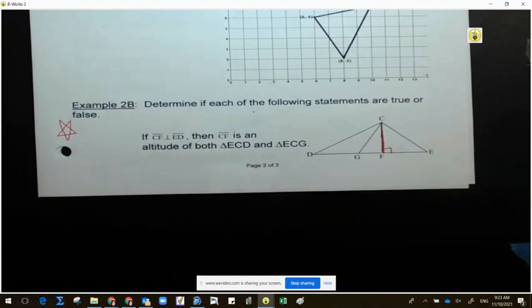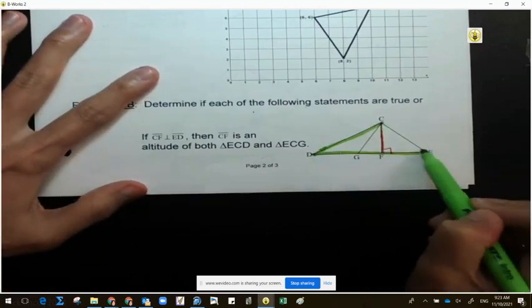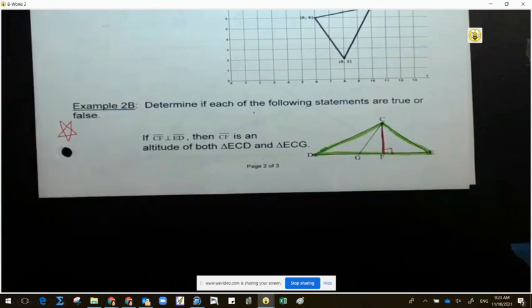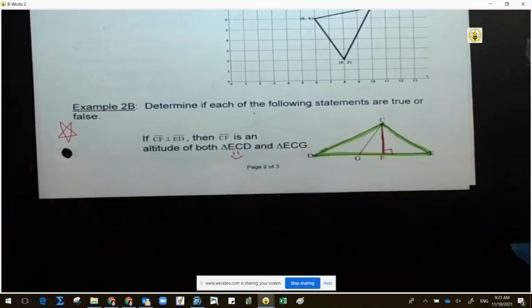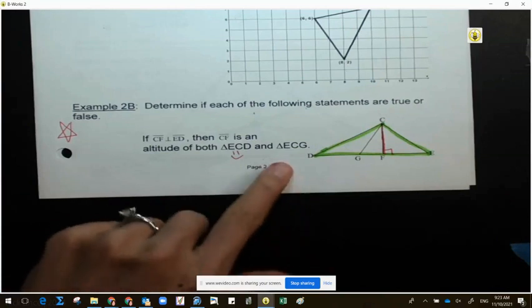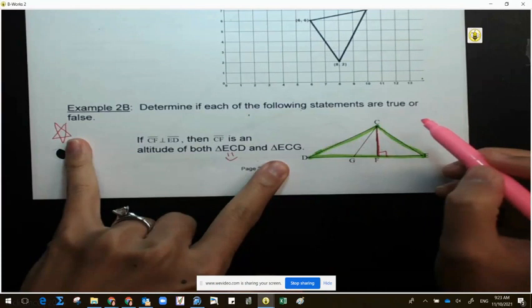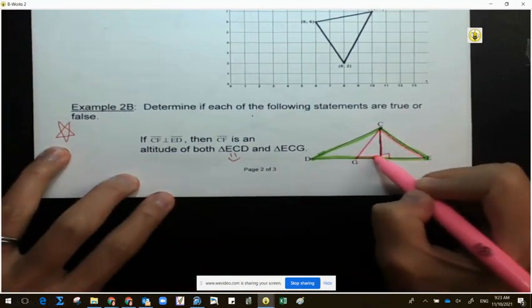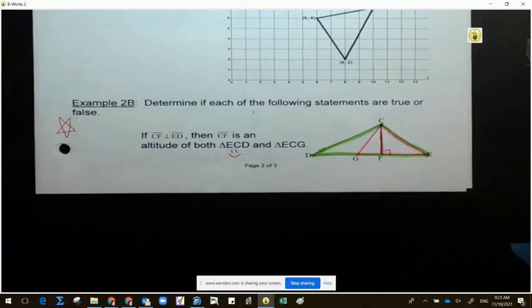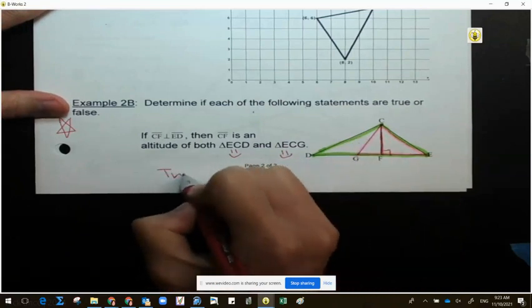So I'm going to highlight the first one with one color. Here's one color. So is CF really the altitude of that triangle? Yes, it is. So I'm going to say, all right, we're happy with this one. With my second color, I'm going to now highlight ECG. So ECG is right here. Is that also the altitude of that tiny triangle? Yes, it is. So is this true or false? True. It is true.